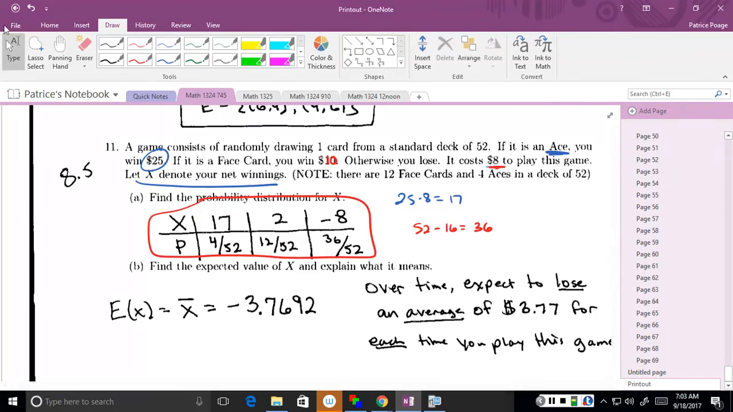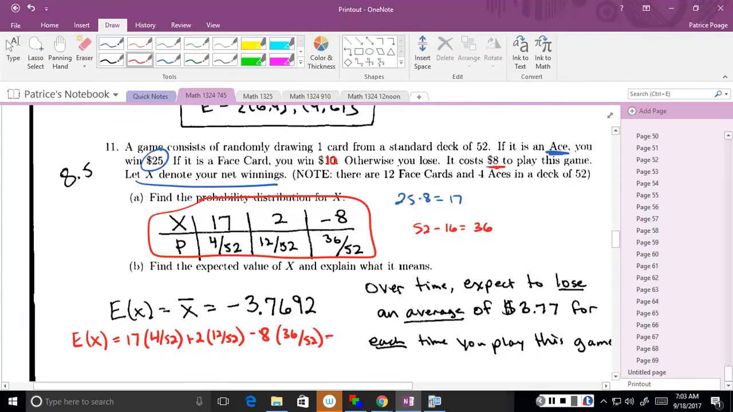Find the expected value of X and explain what it means. So we could do this by hand if we wanted to. We could say 17 with a probability of 4 over 52 plus 2 with a probability of 12 over 52 minus 8 with a probability of 36 over 52, and we'll get this answer. Or we could do the same thing that we did up on problem number 4. We could put these in L1 and these in L2 and do our 1-var stat, and this will be our x bar. If you need to remember how to do that, go back and watch problem number 4.